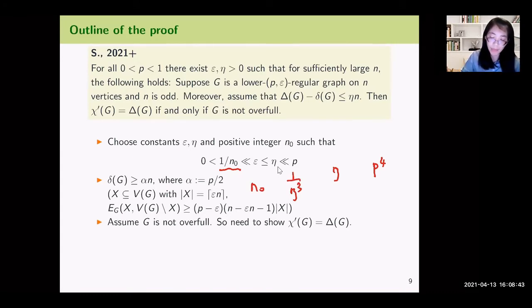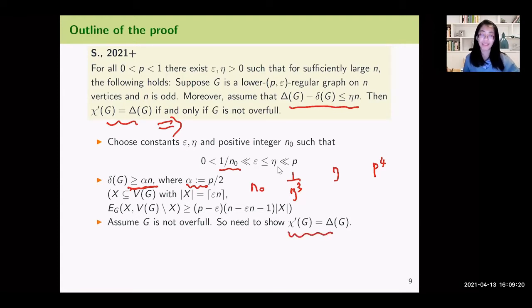As I said, because for this graph the difference between the maximum degree and minimum degree is small, if you do a little bit of calculation, we will see that the minimum degree of the graph is pretty big, at least alpha n. Here we can set alpha to be about p over 2. And then we will assume that the graph G is not overfull, because if it's overfull, then the graph will be class 2, right? We are already done, because this forward direction is clear. So we are assuming the graph G is not overfull. What we only need to prove is that the graph is class 1, so the chromatic index of G is delta G.